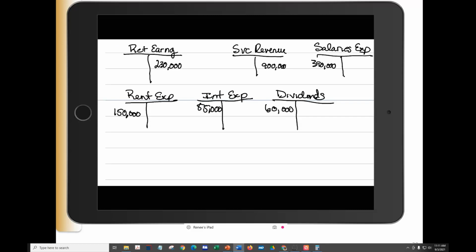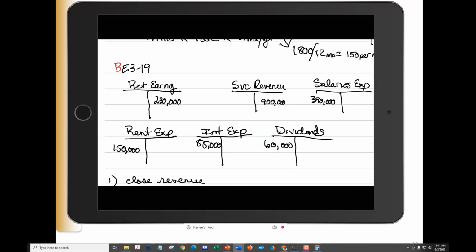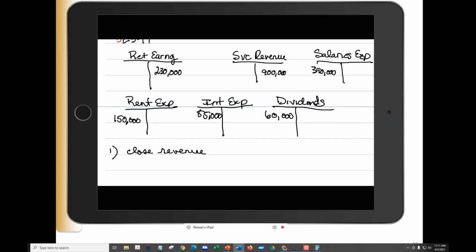Okay, 3 steps. Step 1, close revenue. We only have one revenue account, that's our service revenue. If it has a credit balance of $900,000, how do I make it zero? Well, I'm going to want to debit service revenue for $900,000. What will I credit? Well, I'll credit my retained earnings. All the offsets are retained earnings.